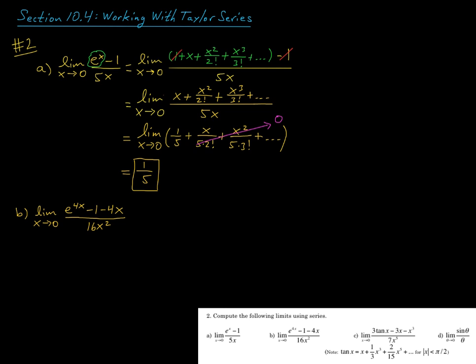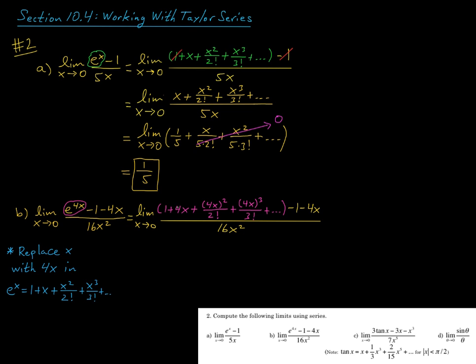Pretty similar. We have the limit as x approaches 0 of e^(4x) minus 1 minus 4x all over 16x squared. So again, we're going to trade in e^(4x) for its Maclaurin series. And here we're replacing x with 4x in the series for e^x. Now note that the 1's will drop out and the 4x's will drop out up in the numerator. And so that leaves us with 16x squared over 2, so that's 8x squared. And then here we have a 64x cubed over 6, so that's 32 thirds, multiplying x cubed.